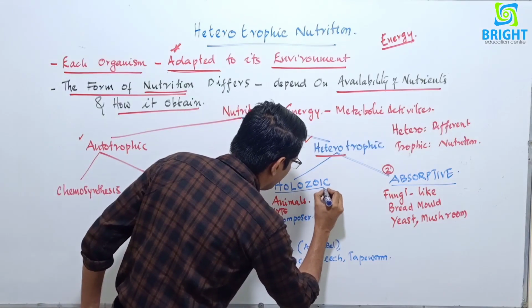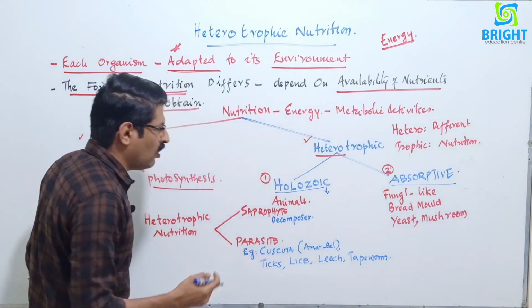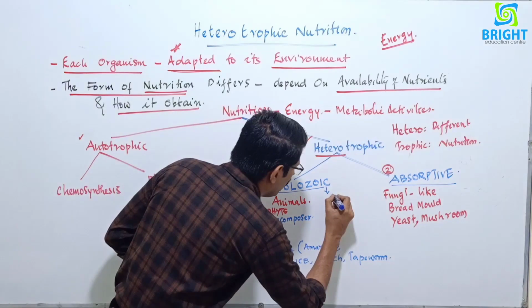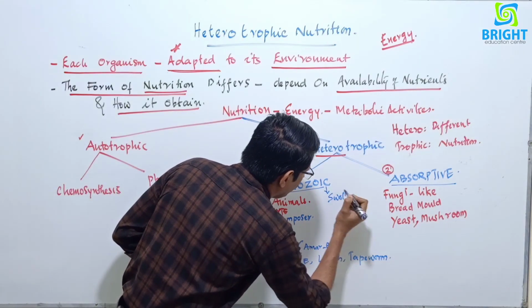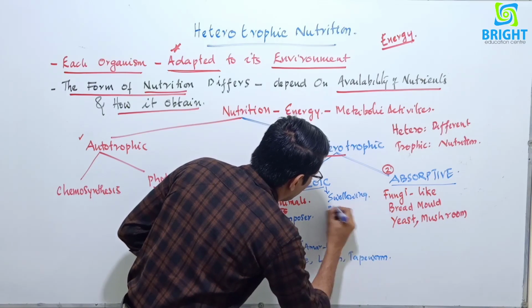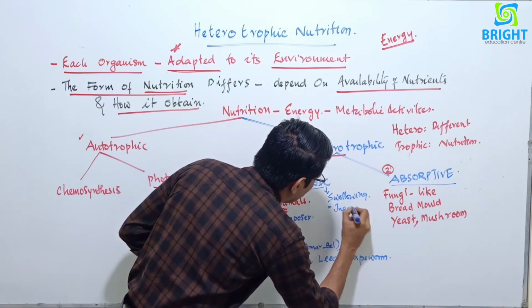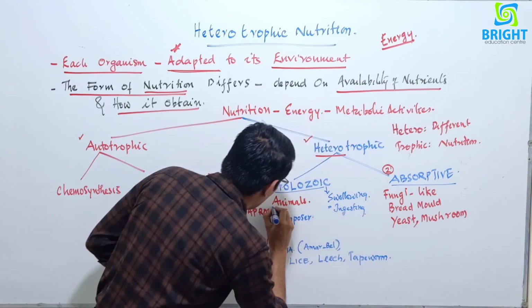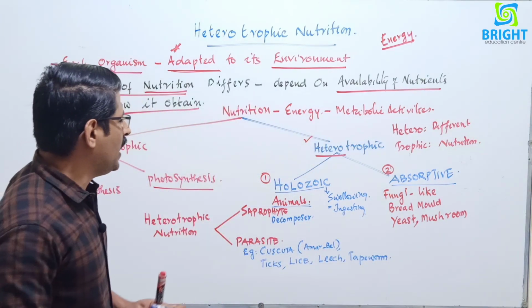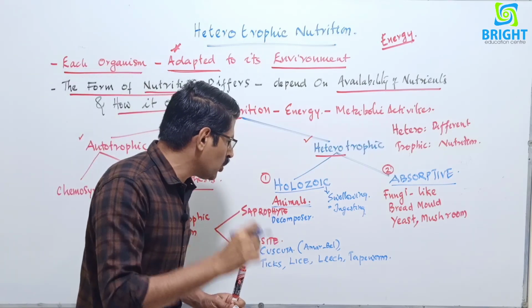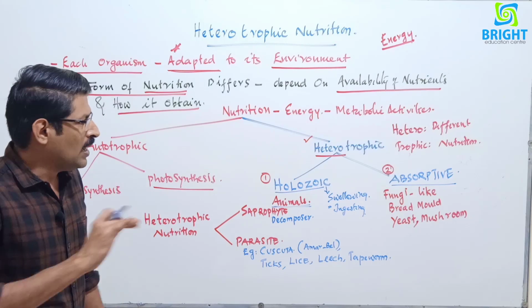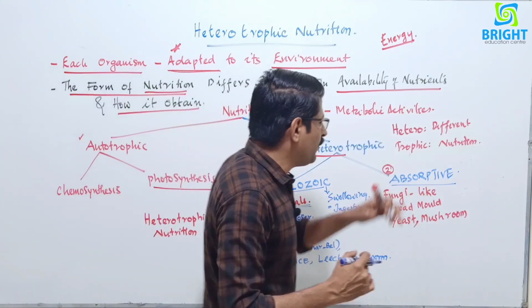And holozoic mode of nutrition: holozoic means they are ingesting their food material, so they are swallowing the food material. All animals, the members belonging to kingdom Animalia, and amoeba, the protozoan, also belong to the group of holozoic mode of nutrition. And the second type is absorptive mode of nutrition.